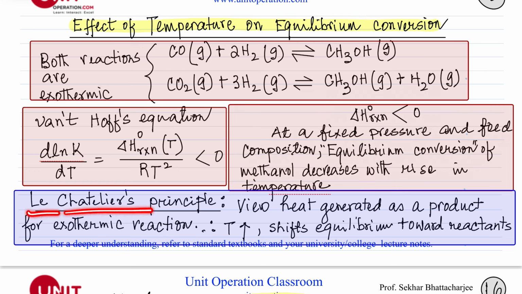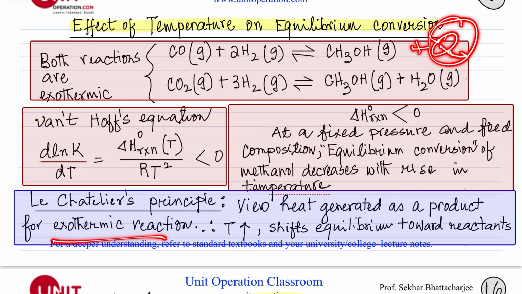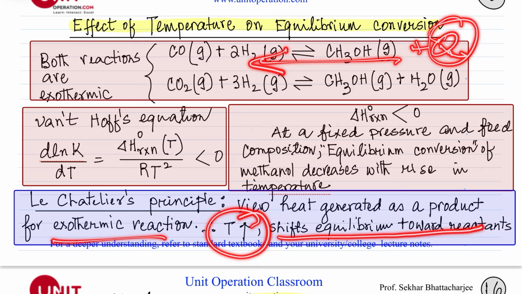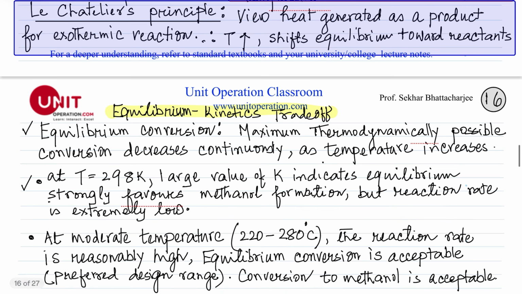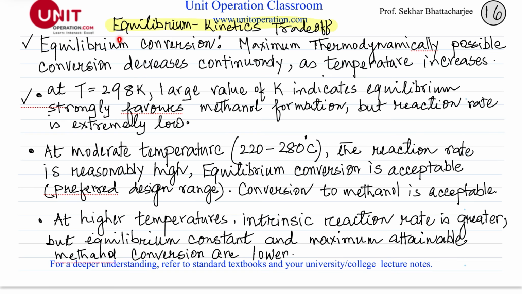If you even use Le Chatelier's principle, you can assume that the heat generated is a product. If you assume that, then you can say as the temperature rises, it will shift equilibrium towards the reactants, right? So since this is an exothermic reaction, higher temperature will reduce the equilibrium conversion. So what is the trade-off? The maximum thermodynamically possible conversion, which is the equilibrium conversion, decreases continuously as temperature increases.